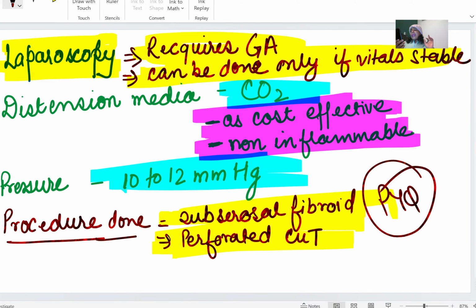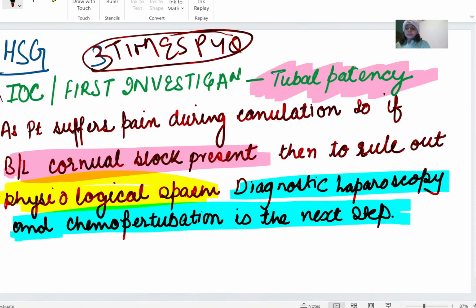If we are performing laparoscopy, we always perform it under general anesthesia, and we will do it only if the vitals are stable. The greatest advantage of laparoscopy is decreased hospital stay. The distension media used is carbon dioxide because it is very cost effective and it is a non-inflammable gas. The pressure is 10 to 12 mmHg. The gynae procedures done are subserosal fibroid and the perforated copper-T.